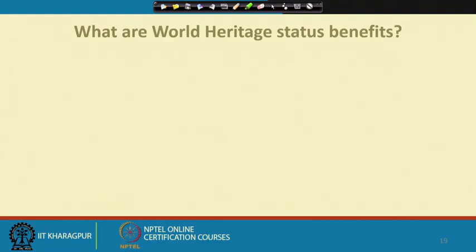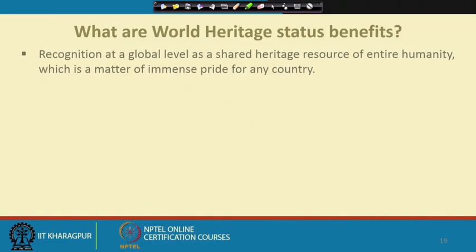Now, one wonders, okay, this is a tough thing, we have proven that it is a World Heritage Site. Now, what are the benefits of World Heritage Sites, after going through such a process and getting a site included? What are the benefits? Let us see the benefit. First and foremost, it is the recognition, an international recognition at a global level. This is a shared heritage resource of the entire humanity, which is a matter of immense pride for any country.